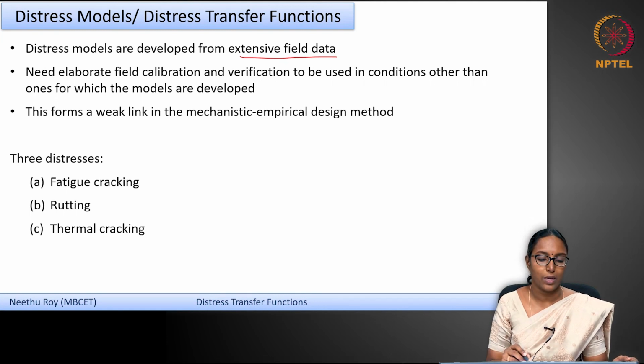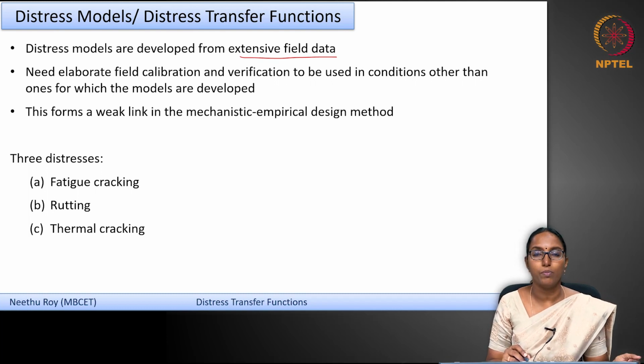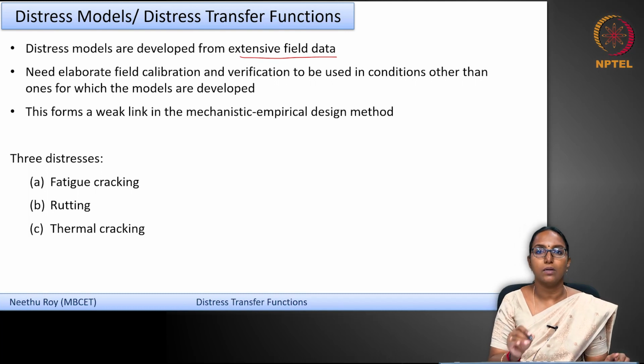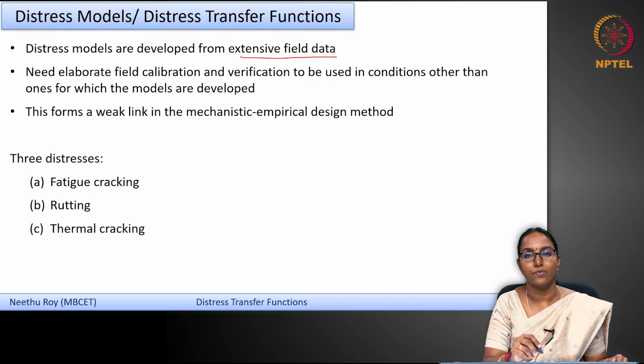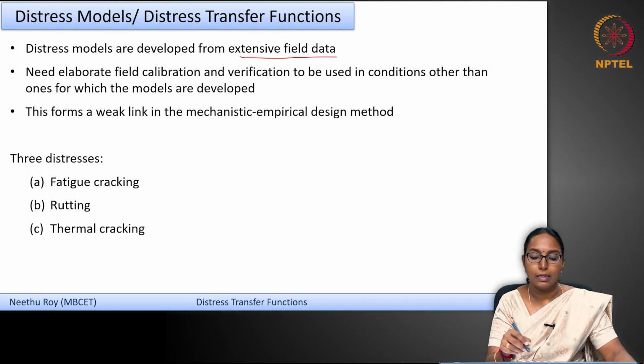So, if you want to use those in a different scenario, it is necessary that these distress functions are calibrated. Okay. So, essentially the mechanistic empirical approach is so called because the aspect of empirical nature comes into the design approach because of these distress transfer functions that we are using, which are empirical in nature. Okay. So, you can say that it forms a weak link in the mechanistic empirical design method if these empirical distress functions are not appropriately chosen.